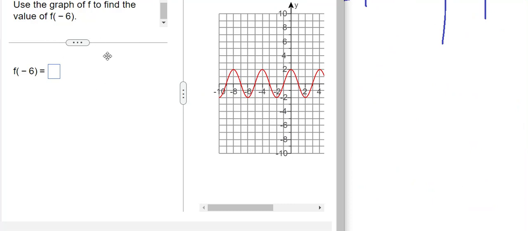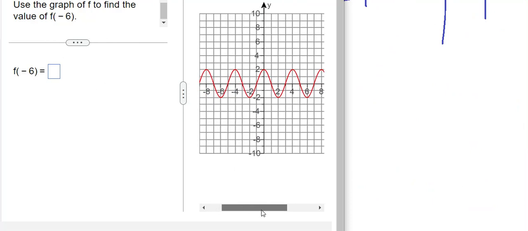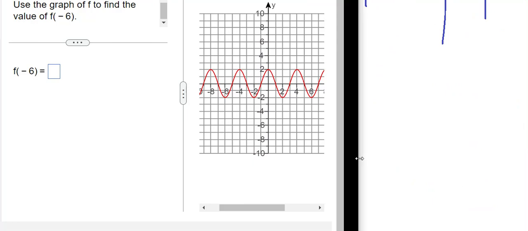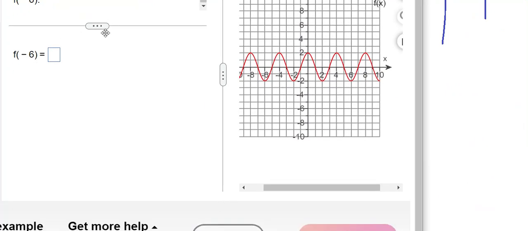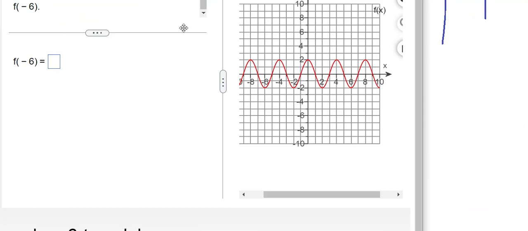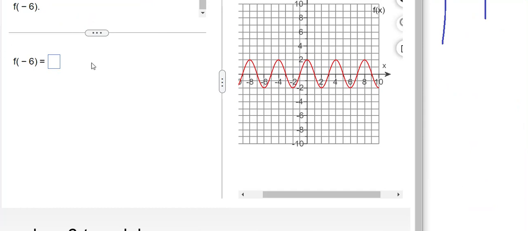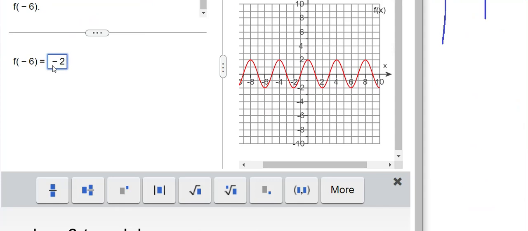Okay, so we're going to use the graph of f. So here's our graph of f they give us. Looks like a trig function. To find the value f of negative 6. Okay, so let's see. That means x is negative 6. So I go over here and I say x is negative 6. And I go down to my graph, and it's at a y of negative 2. So in that case, the input or the domain value is negative 6. The output or the y value is negative 2.